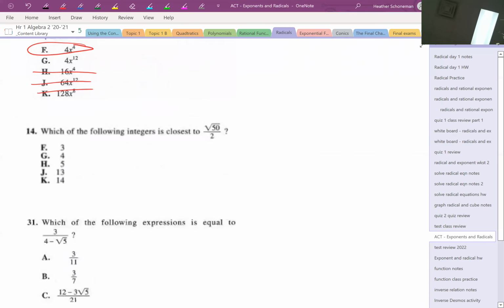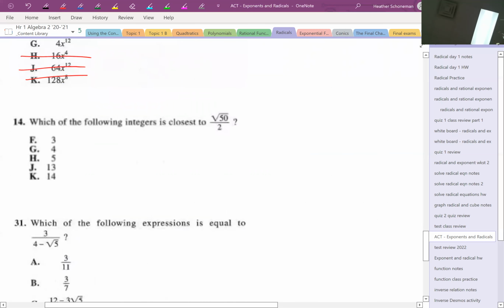Okay, number 14, they would want you to do without a calculator, but the square root of 50 is a decimal. So we're not going to be able to figure that out. But there's a square root that's really close to 50 that we do know. We do know the square root of 49. So if I rewrite this problem, the square root of 49 is 7. So that's 7 over 2, which is 3.5.